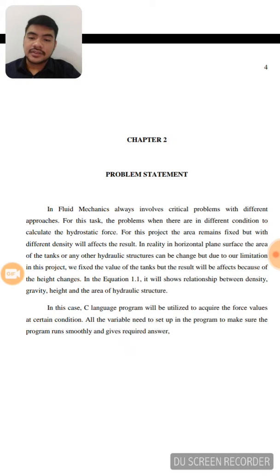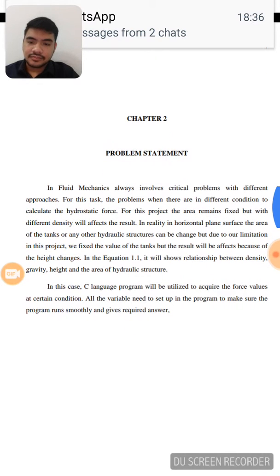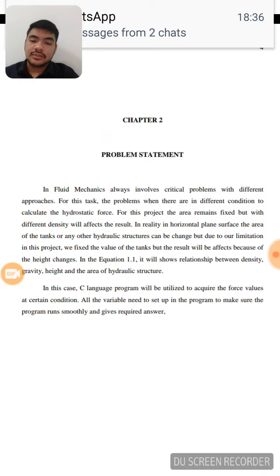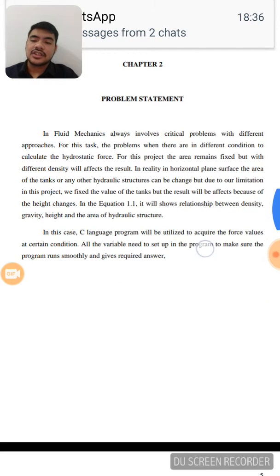in a horizontal plane, the surface area of tanks or other hydraulic structures can change, but due to the limitations of this project, we fix the value for the tank, but the result will still be affected because of height changes. Equation 1.1 shows the relation between density, gravity, height, and the area of the hydraulic structure.